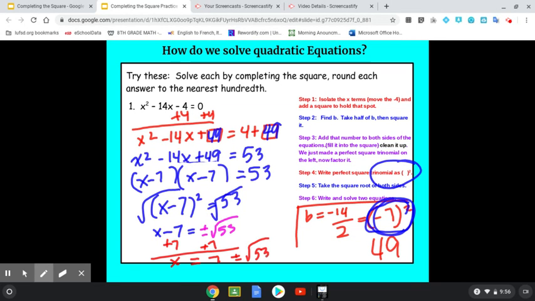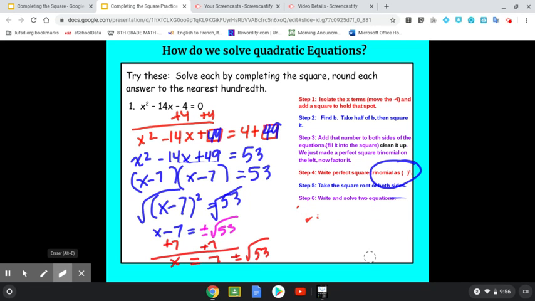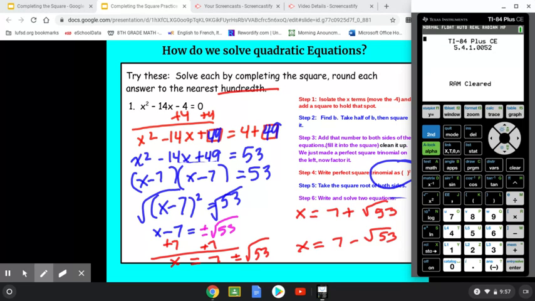So those are my answers. Now the problem here is, I'm going to erase this because I need some room, is that it told me up in the directions to round to the nearest hundredth. So what that means is I have to take my calculator out. Got to separate my two answers. X equals 7 plus radical 53 and x equals 7 minus radical 53. So what I need to do now is take my calculator and plug in 7 plus radical 53. Press enter and round it to the nearest hundredth would be 14.28.